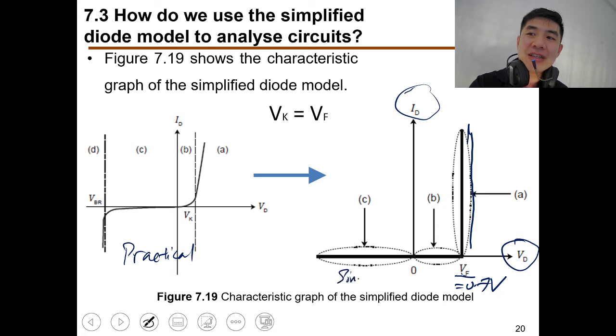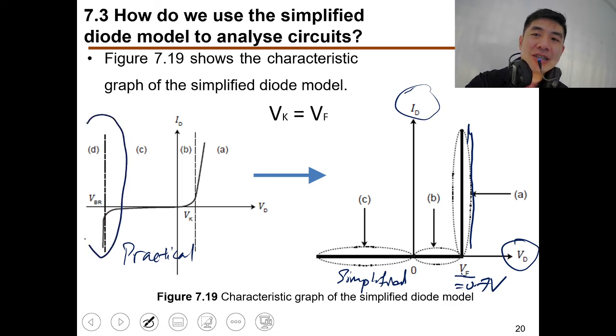This is the simplified one. If I put them side by side, you will see actually this part I don't need to care about. This part here, the breakdown, I don't need to care. You will never hit 50 volt. Negative 50 volt, wow, crazy, you will never hit that. So most people play only around this region here.